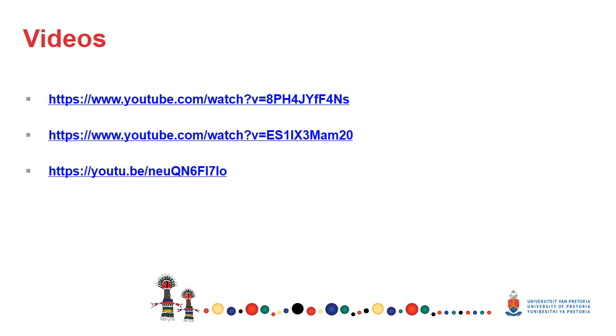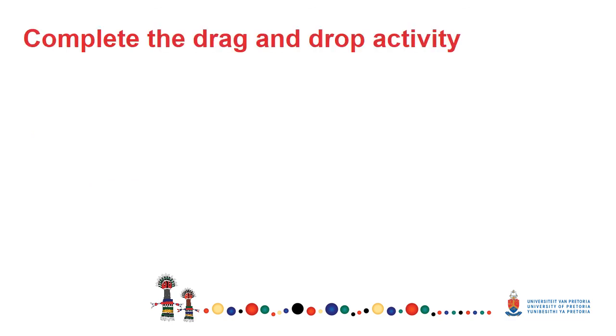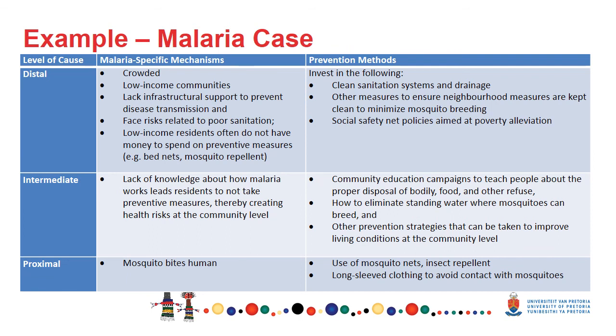Have a look at these videos that further explain social determinants of health. Now you can complete the drag and drop activity. Take a few minutes to look at the answers for the example of the malaria case we discussed earlier in the presentation.